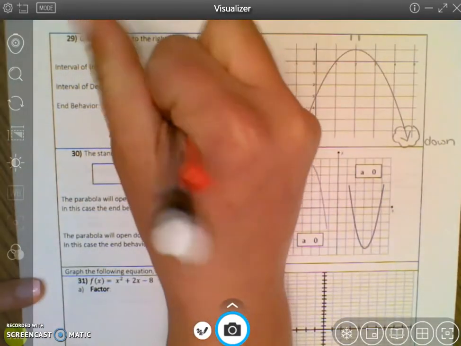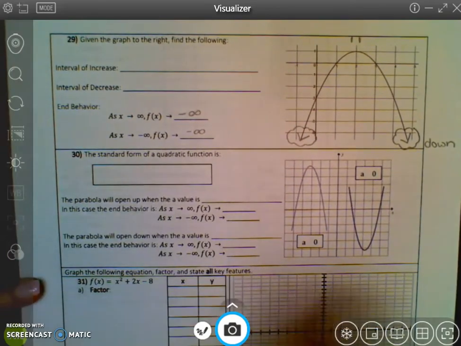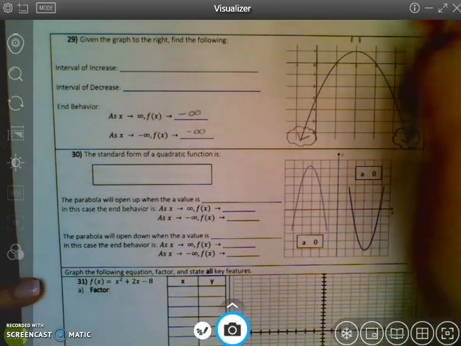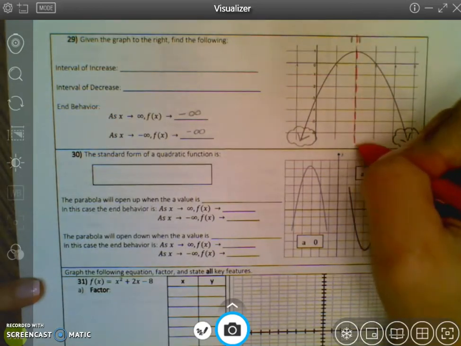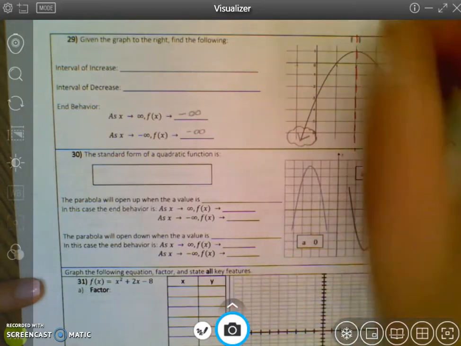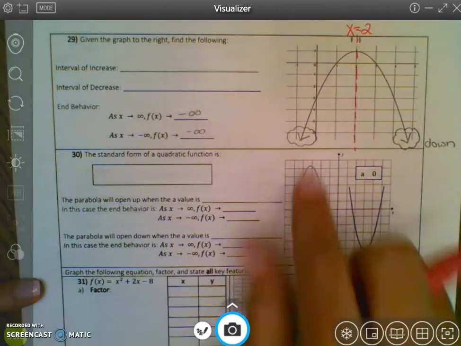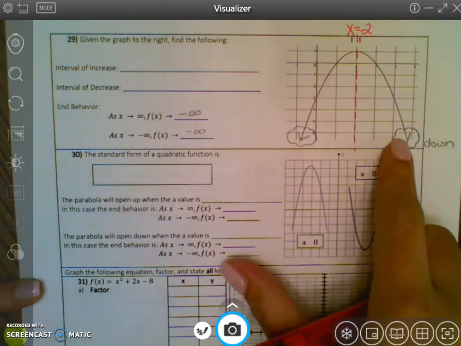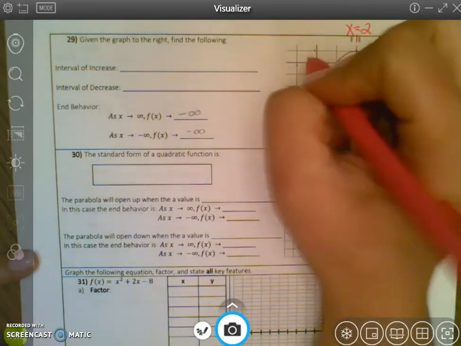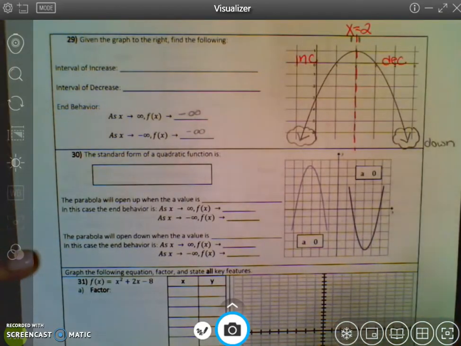That's really bad, negative infinity. Let's try that again. There we go. Okay, an interval of increase and decrease is based off of your axis of symmetry. So my axis of symmetry is x equals 2. That's going to matter. If I break this into 2 halves, I have a left half and a right half. This left side is increasing, and this right side is decreasing.